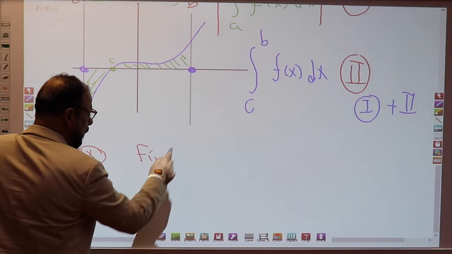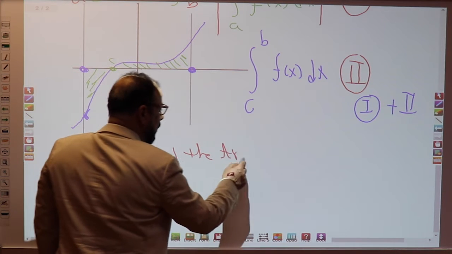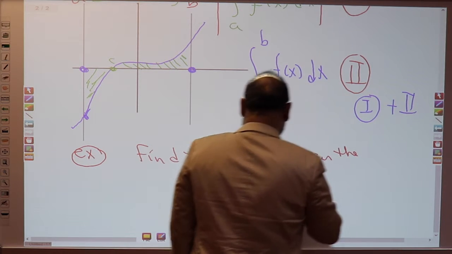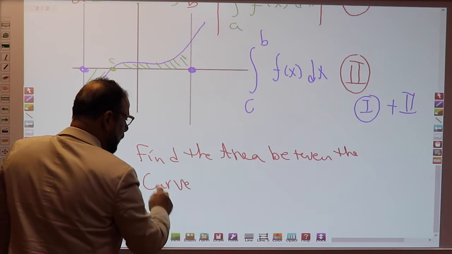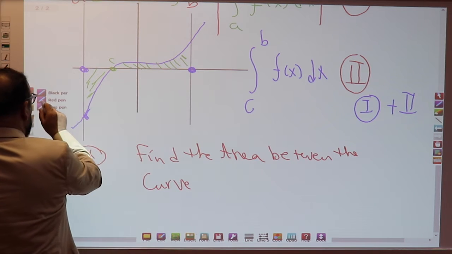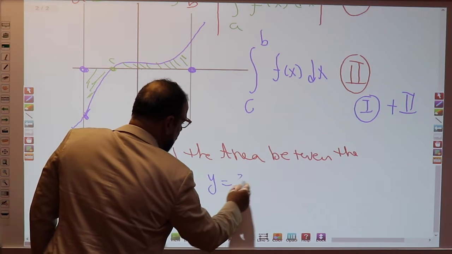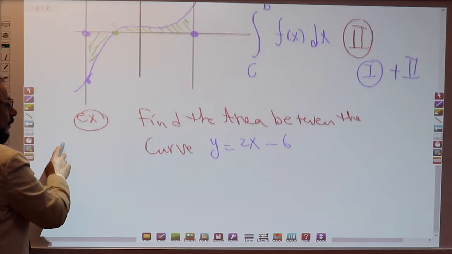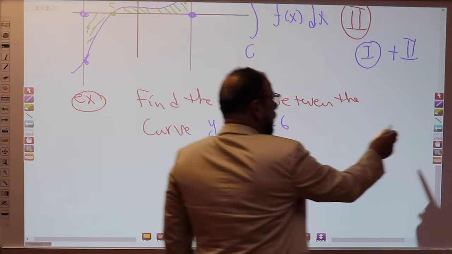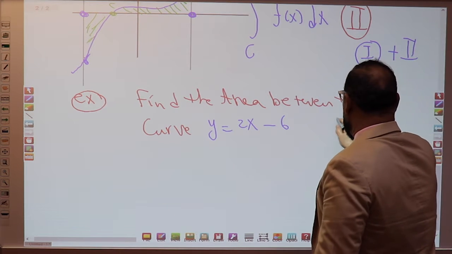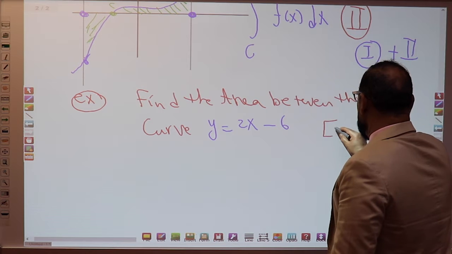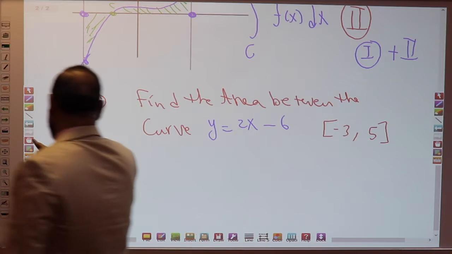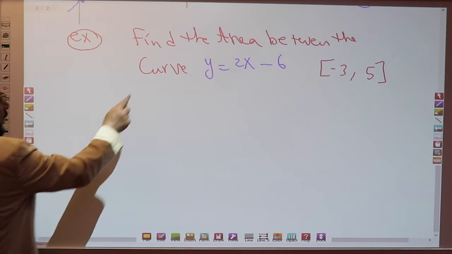Example. Find the area. I'm going to do an easy example between the curve y, which is a linear function, 2x minus 4, in the interval -3 to 5. Let us graph this function and see what's going on.